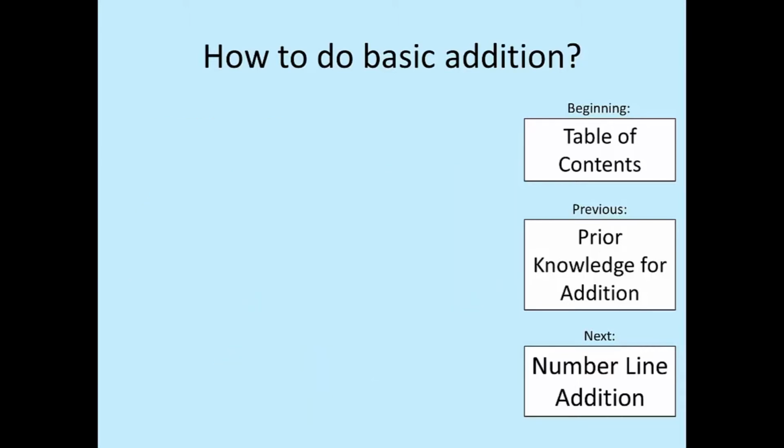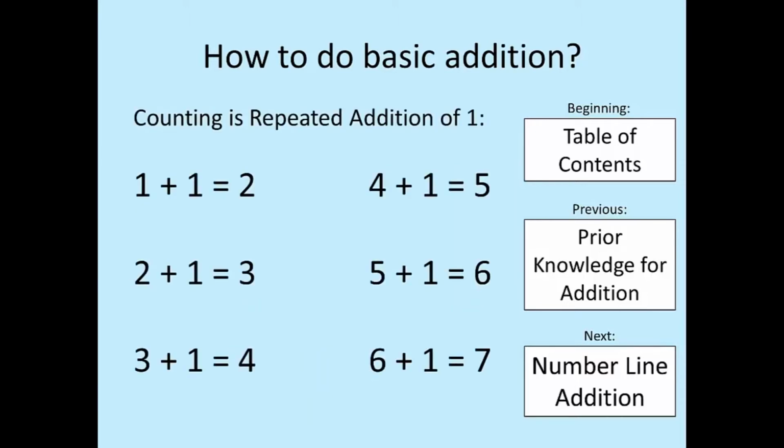Another important rule to know is that the repeated addition of 1 is the same as counting. This means that if you know how to count, then you already know how to add, at least adding the number 1 to the previous number. As we can see here, adding 1 plus 1 is 2, adding 1 plus 2 is 3, and so on. And since you already know how to count, you've already started doing addition.